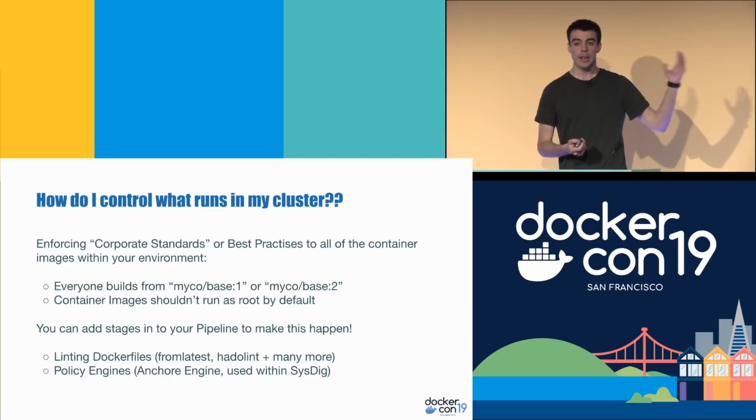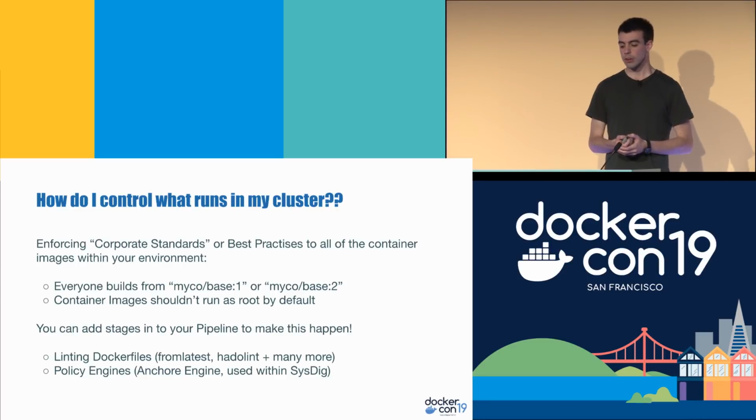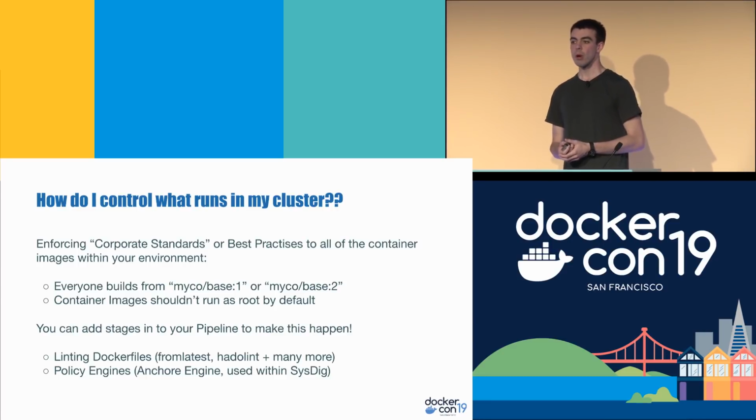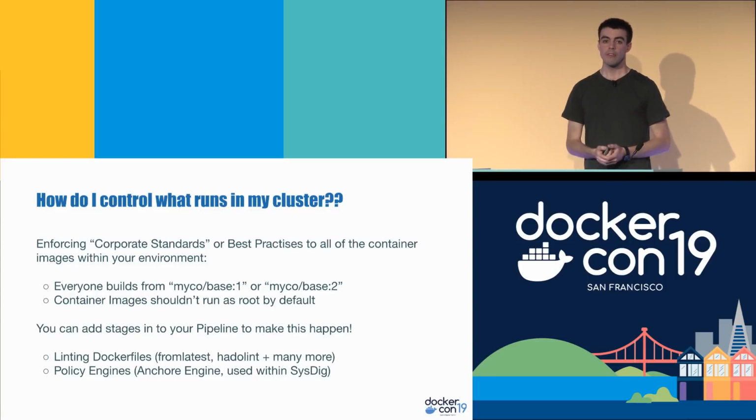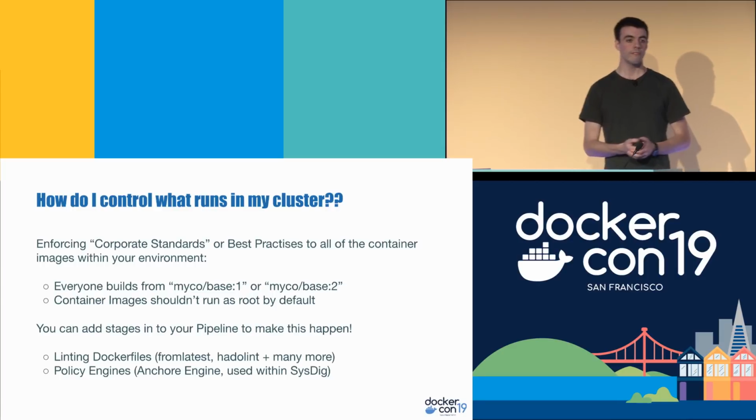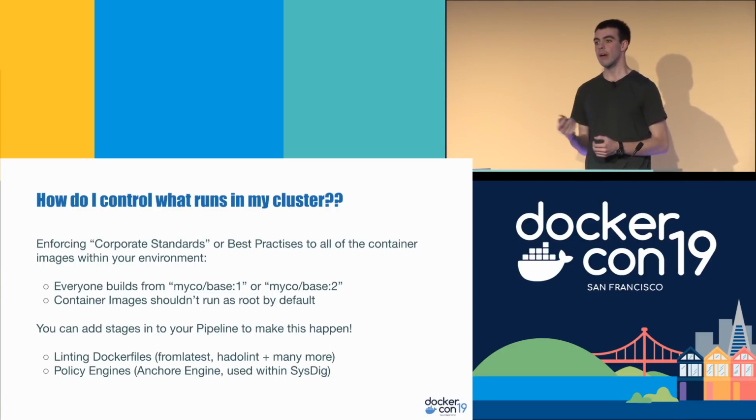And the answer is the ecosystem has tools for you. Whether that's linting and doing regex matches on your Dockerfiles, or actually policy engines. I'm personally a big fan of Anchore and Anchore's engine, and there are a few others out there, but this is where you can start to define policies on what your Dockerfile should look like, and then as they go through the pipeline, compare against those policies. And in the next set of demonstrations, I'll show this in action.